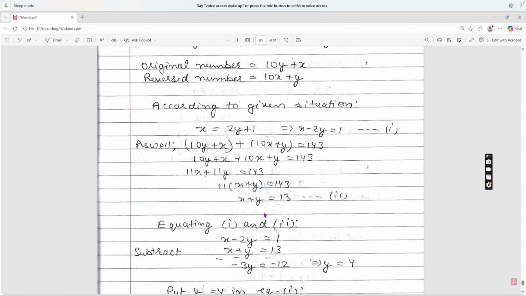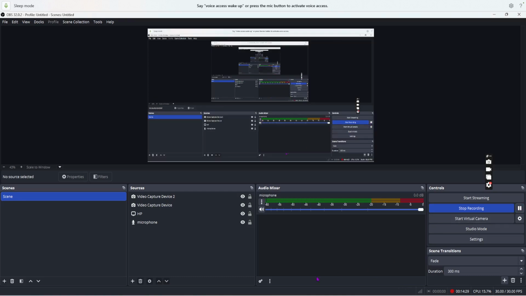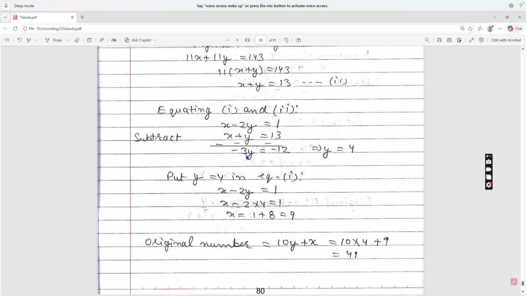Now we are going to operate on both of these two equations. By the elimination method, we can solve it very simply. x minus 2y is equal to 1, and x plus 2y is equal to 13. When we subtract, this plus becomes minus. So minus 2y minus y is equal to minus 3y. And 1 minus 13 will give us minus 12. So y is equal to minus 12 upon minus 3, that is equal to 4.